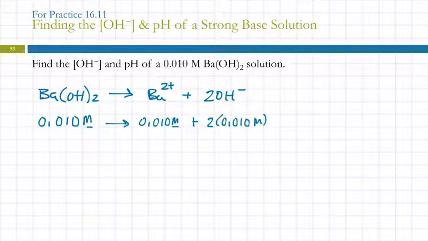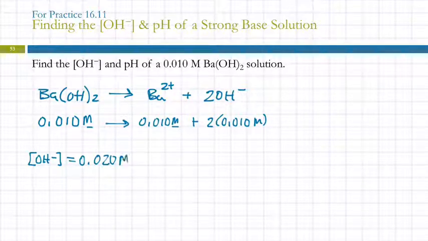You can write that out in different ways. That's not something that I really think we need to show our work for. It's a base with 2 hydroxides, and so the hydroxide concentration is twice that of the original substance. So hydroxide ion concentration is going to be 0.020 molar.